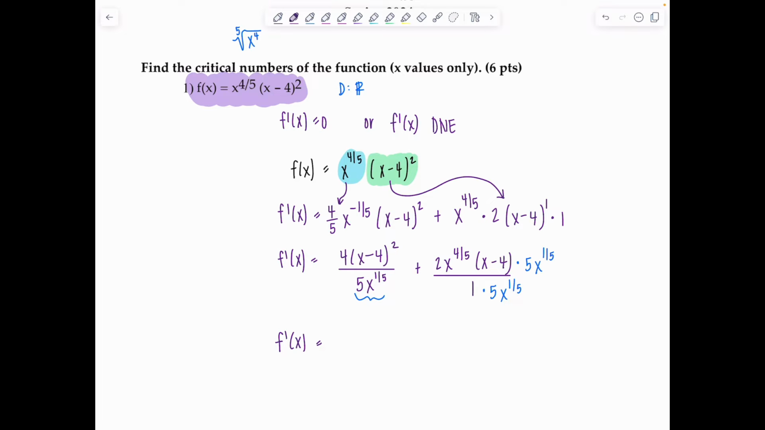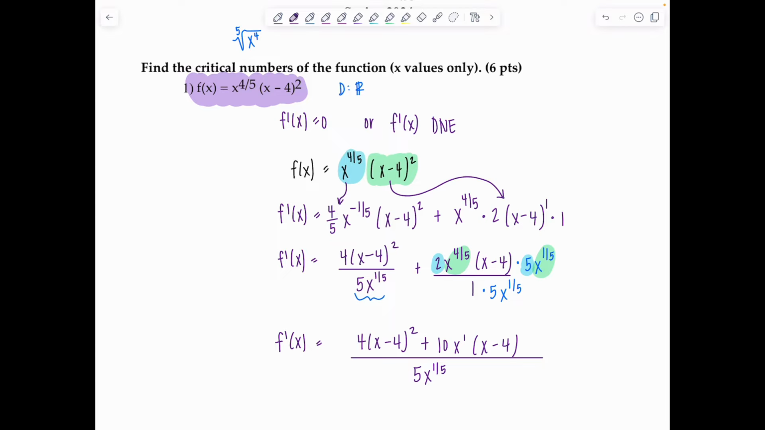So f prime of x equals 4 times x minus 4 squared plus, and then watch this, 2 times 5, that's 10. And then even better, x to the 4/5 times x to the 1/5. Remember, we're going to add those exponents together. 4 over 5 plus 1 over 5 is 5 over 5. So it's x to the first, and then x minus 4. And this is all over 5x to the 1/5.